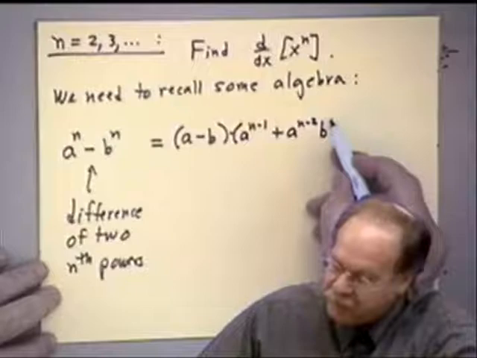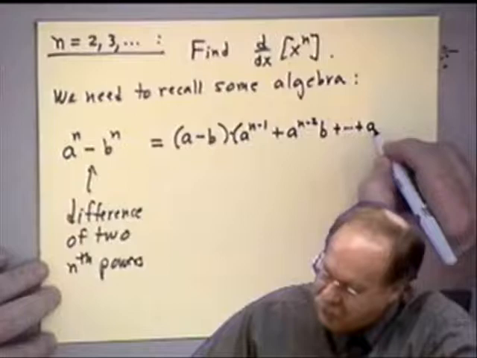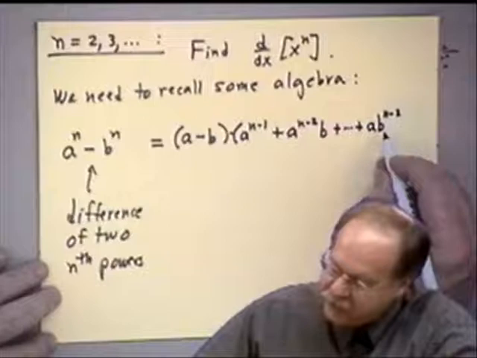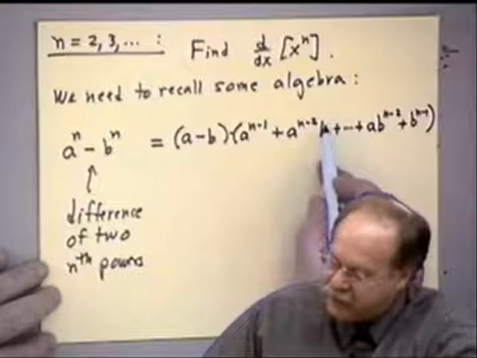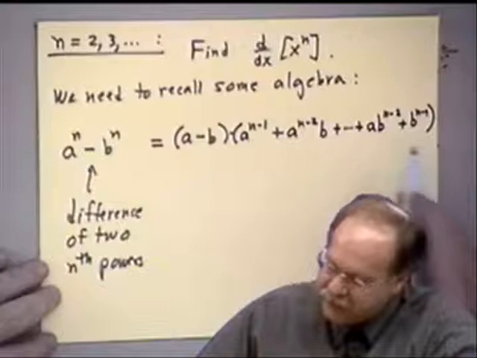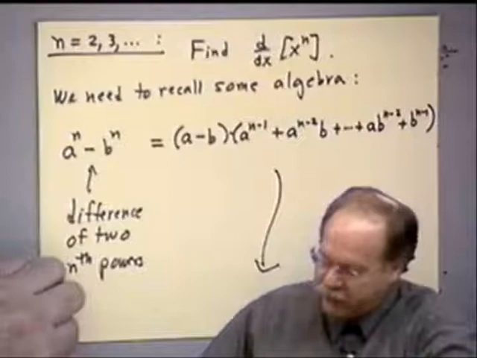Plus, dot, dot, dot, plus, when we get to the end, the power of a has dropped down to a to the 1. B has risen to b to the n minus 2. And finally, we have b to the n minus 1, where the power of a has dropped to 0. And notice that in each expression, the powers add up to n minus 1. N minus 2 plus 1 is n minus 1. 1 plus n minus 2 is n minus 1, and so on. So this is a common piece of algebra, and we will be using it now to do what we want to do with our derivative rule.